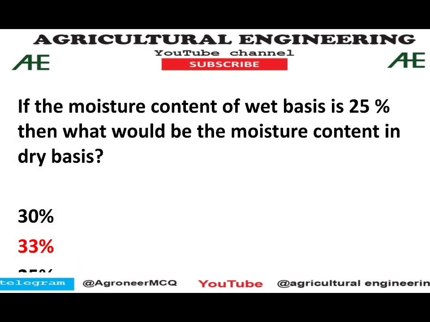If the moisture content on wet basis is 25%, then what would be the moisture content on dry basis? The answer is 33%. Now most of the students get confused about how to convert wet basis moisture content into dry basis moisture content, and which moisture content has the larger value, wet basis or dry basis. So let's find it out.